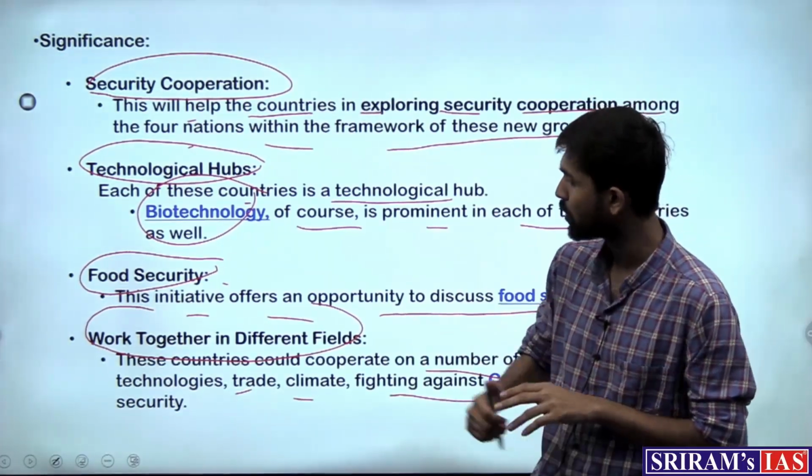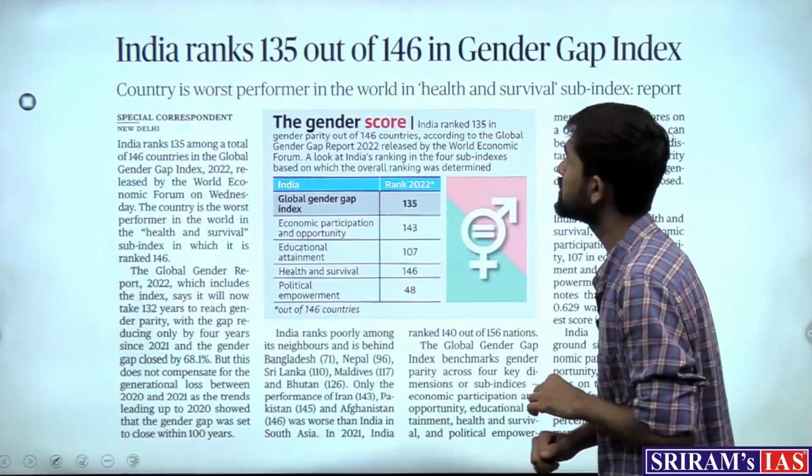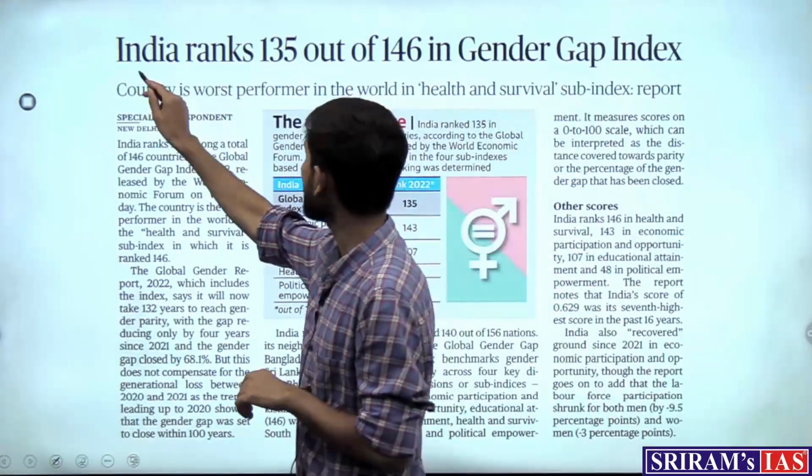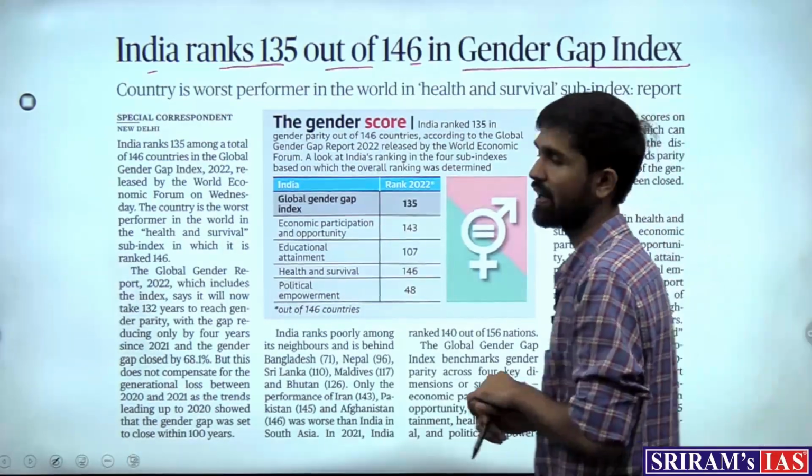With this, let's move on to our next article for the day. The next article which appears in the newspaper reads, India ranks 135 out of 146 in the Gender Gap Index.